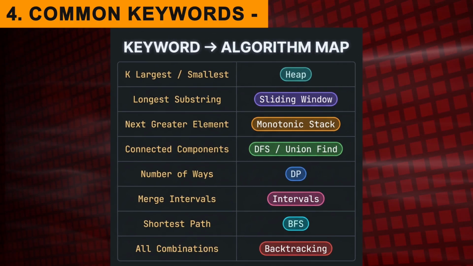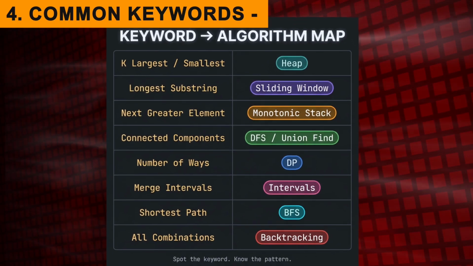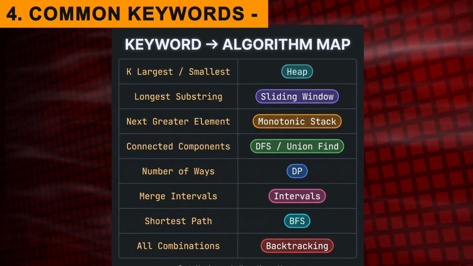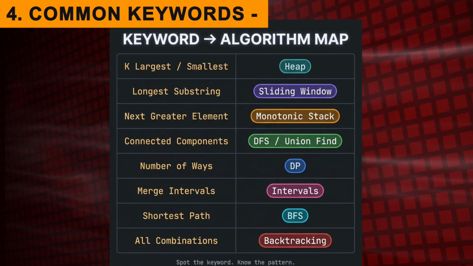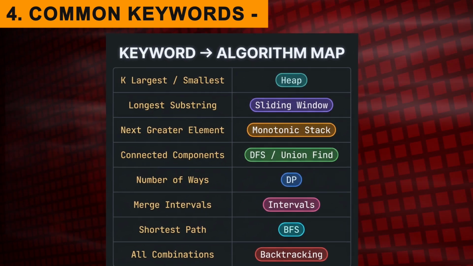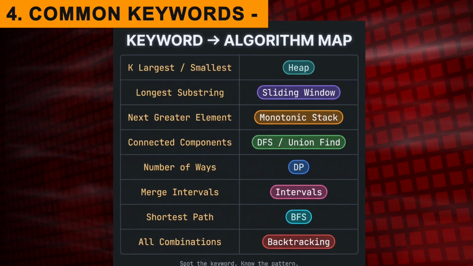Sometimes you see a keyword like longest substring, right? If you see that kind of thing, then you can think of the sliding window. Sliding window is the appropriate pattern which you can use, right? If you see something like next greater element, or you are finding the next smallest element, then in that case you can think of the stack, and specifically you can think of using the monotonic stack, right?